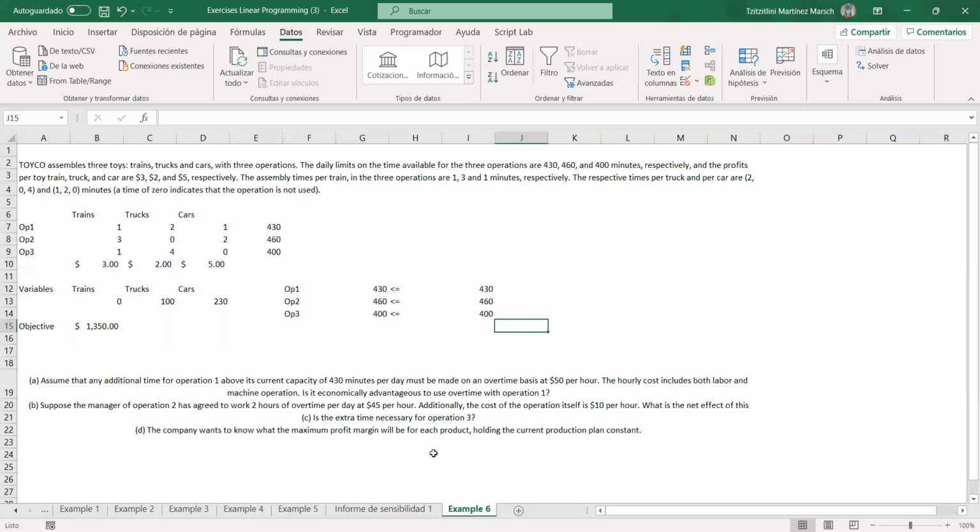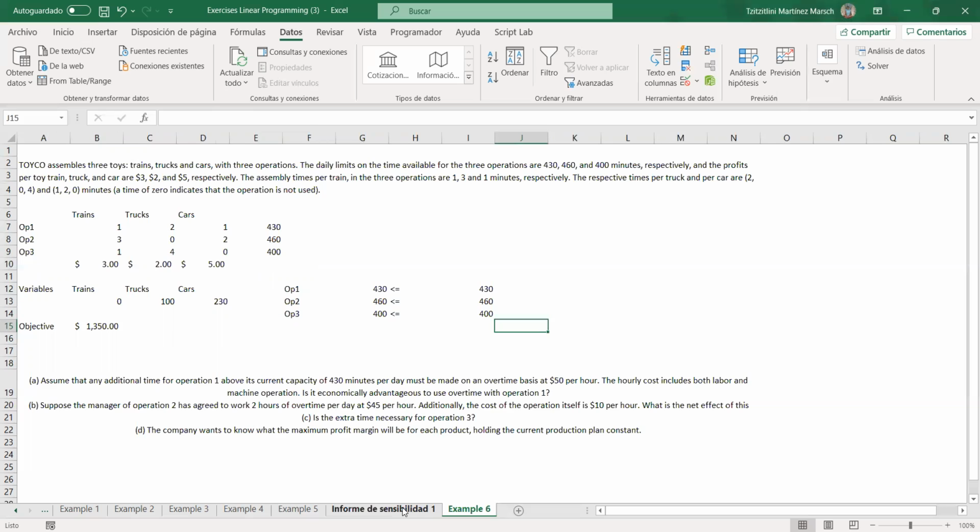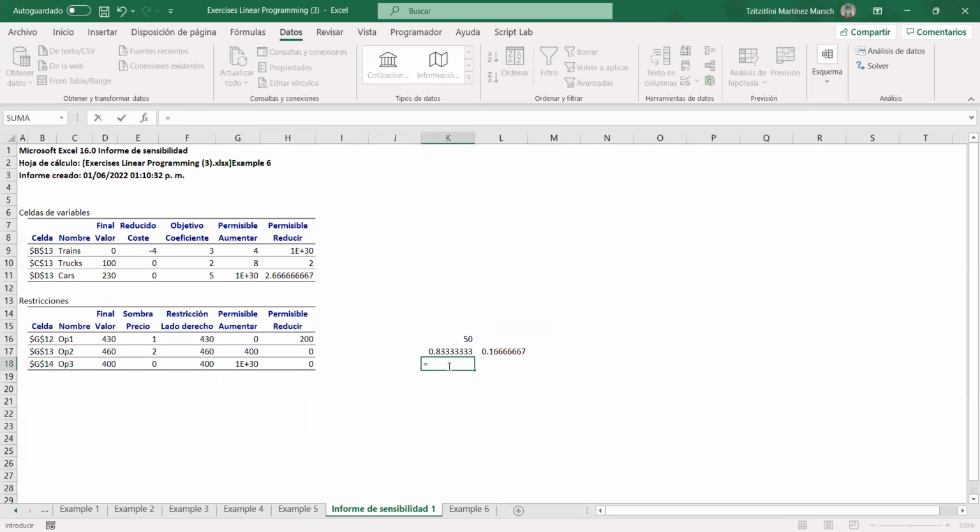Okay, so I'm going to go here for operation 2. Is it operation 2? Yes. So for operation 2, it's 45 plus 10, so it's $55 per hour. That times 2 is $110 for the 2 hours.